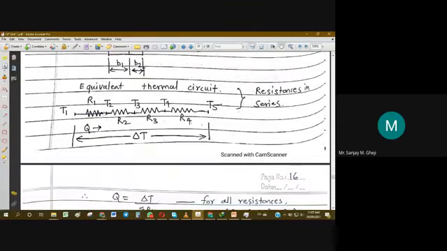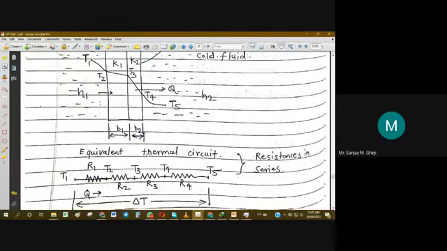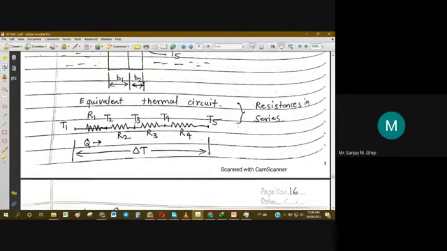So for this, some equivalent thermal resistance will be R1 plus R2 plus R3 only. In the same way, we can consider this part from R2, R3, and R4. Only this part can also be considered. In that case, temperature difference will be T2 minus T5, and resistances will be R2 plus R3 plus R4. So this is possible for only three resistances.